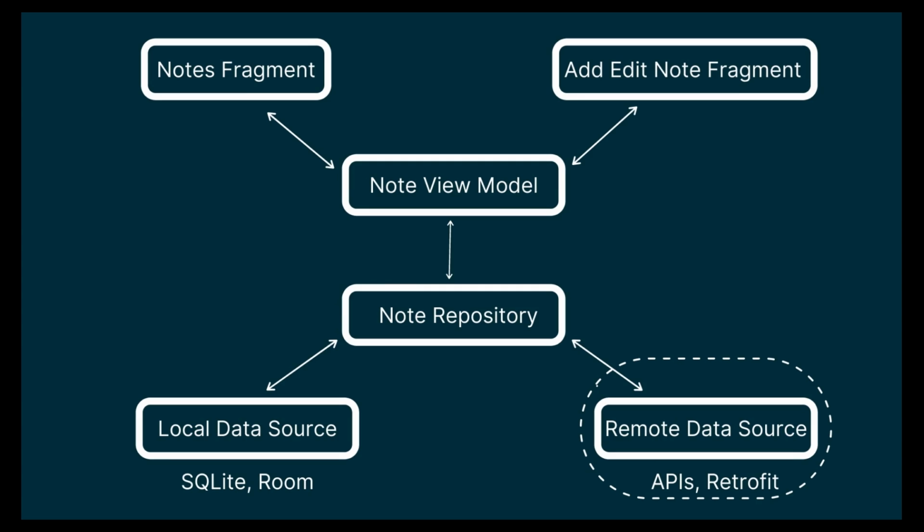Now comes the data sources. Data sources can be local or remote. Remote data source includes APIs and remote databases, and local data source includes SQLite and Room database. We do not have a remote data source in our note application.